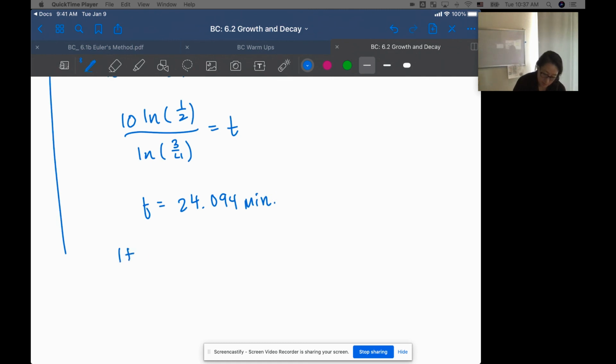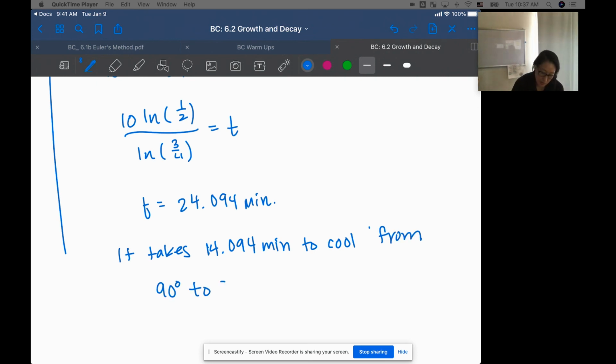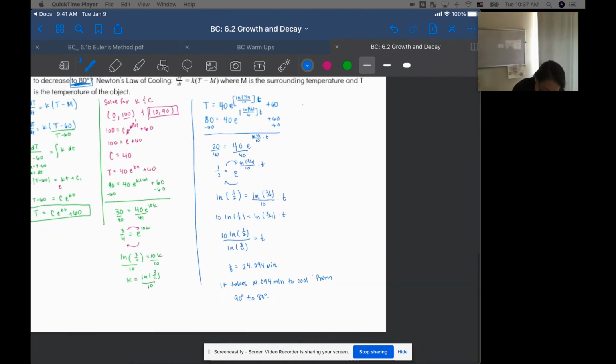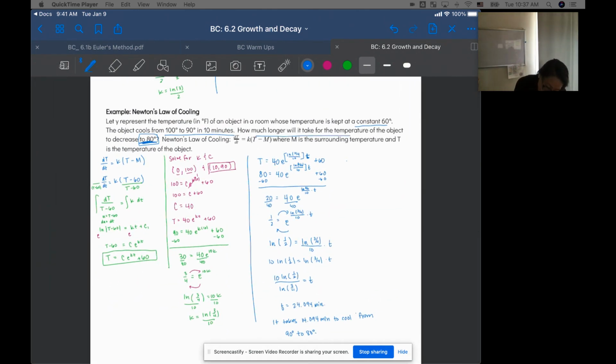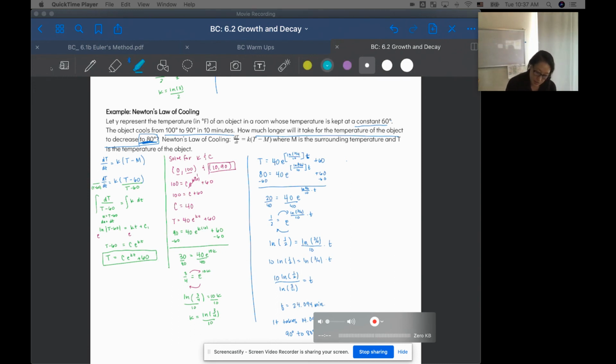So it takes 14.094 minutes to cool from 90 degrees to 80 degrees, because it says how much longer will it take the temperature to decrease to 80 degrees. Okay, and that is that for this lesson.